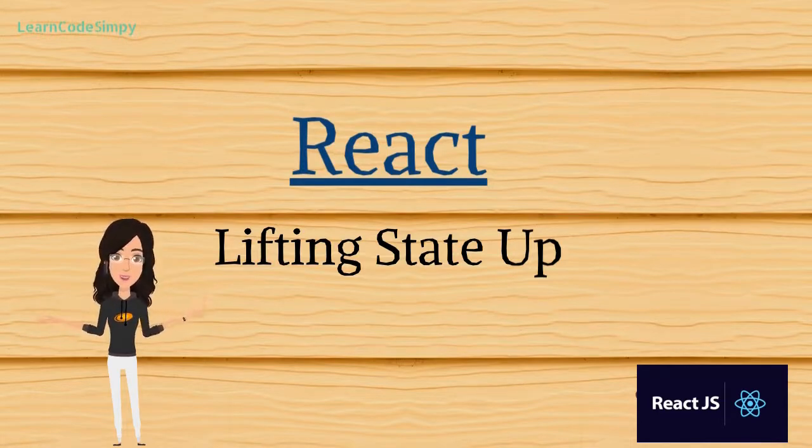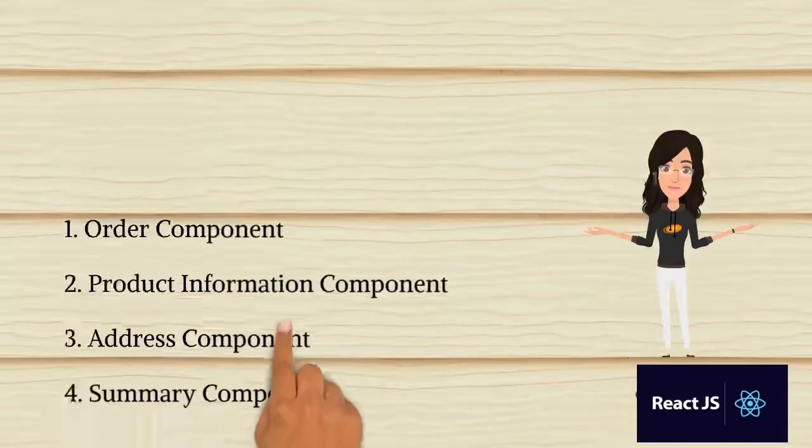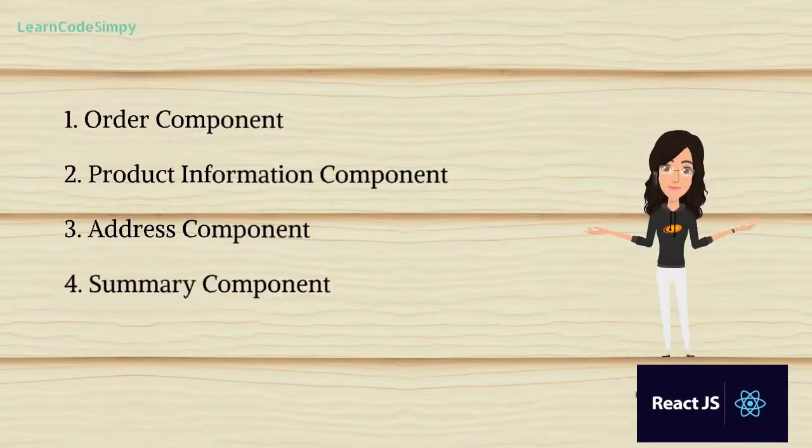For example, there is a product information section where we can select which product we are ordering and the quantity number required. Second is the address section where the user can enter the delivery address, and the third is a summary section. So when a user enters the product details and address details, we display that information in the summary section.